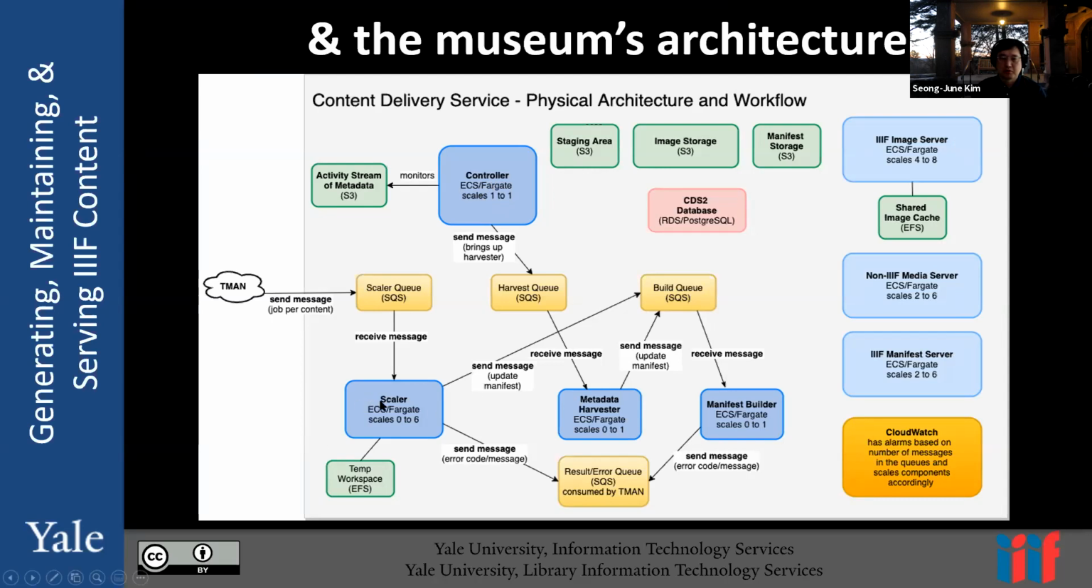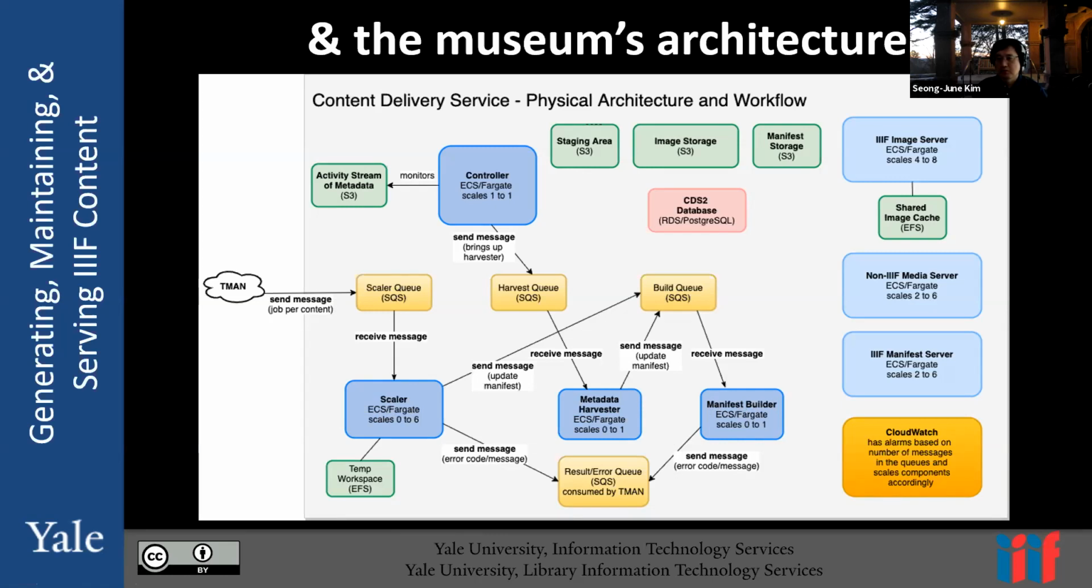Other components are brought up on demand by CloudWatch monitoring the SQS message queues. The scaler, the image processor, is a very compute intensive task, so it scales from 0 to 6. And the metadata harvester and the manifest builder are just 0 to 1. They're brought down when not used, and brought up when used.